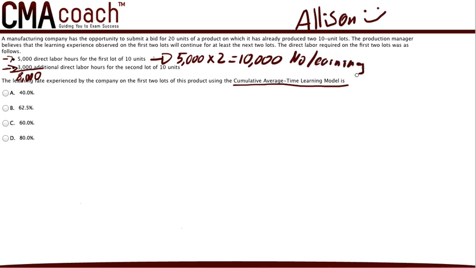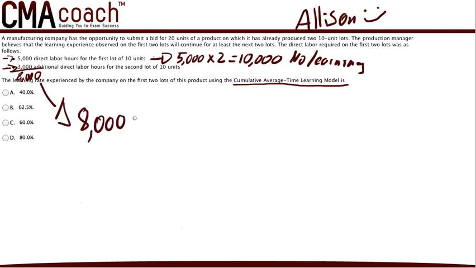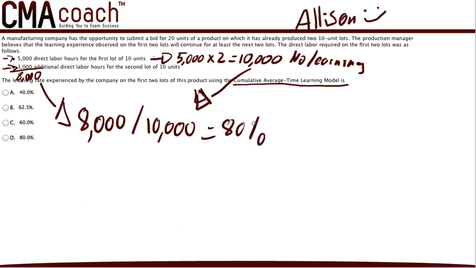Now to come up with the learning curve, we have to take the actual time required divided by the time that would have been required if no learning had taken place. So we take 8,000, the actual time that was spent, given by the question, divided by the time that would have been required if no learning had taken place. We know that is 10,000, because 5,000 for the first lot times 2 lots gives us 10,000 hours. If we take that, it gives us 80%. So we know that the learning rate for the first 2 lots was 80%.